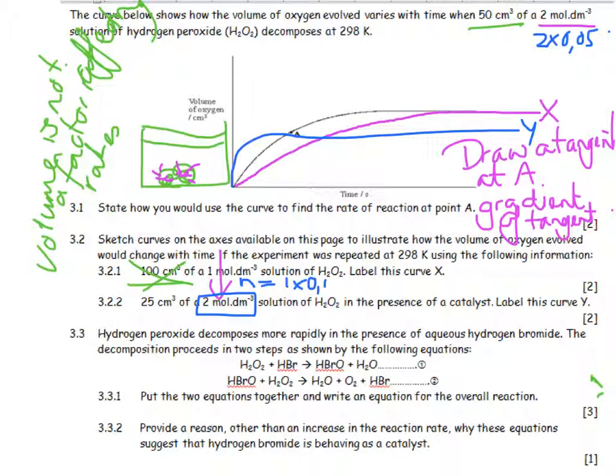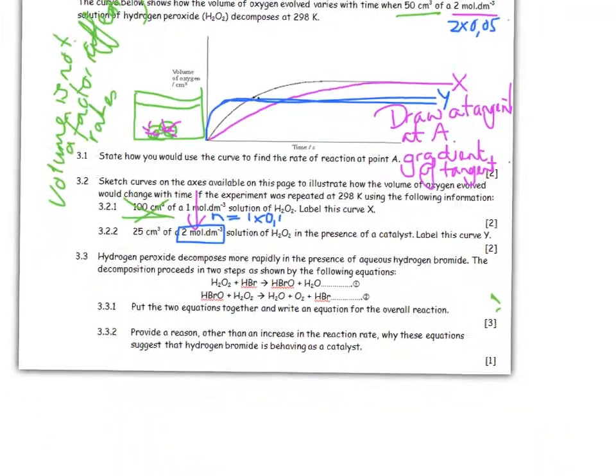But I'm not going to land up with quite as much product at the end of it. So it's going to go very, very fast, but I'm only going to land up with half as many moles of gas as I did on the other one. They then tell me that hydrogen peroxide decomposes more rapidly in the presence of aqueous hydrogen bromide. In other words, it's a catalyst for all intents and purposes, and the decomposition proceeds in 2 steps as shown in the following reactions.